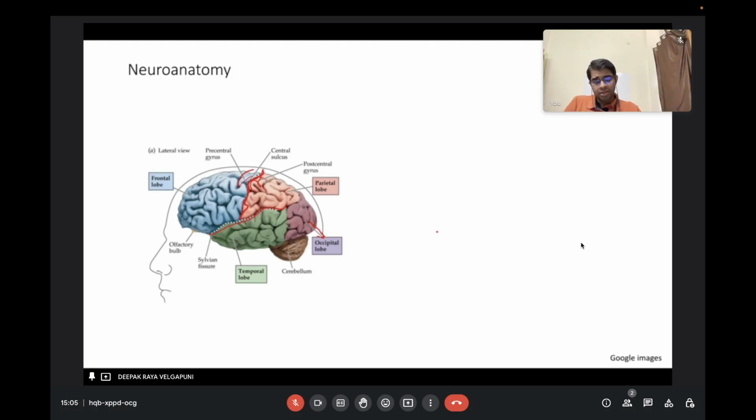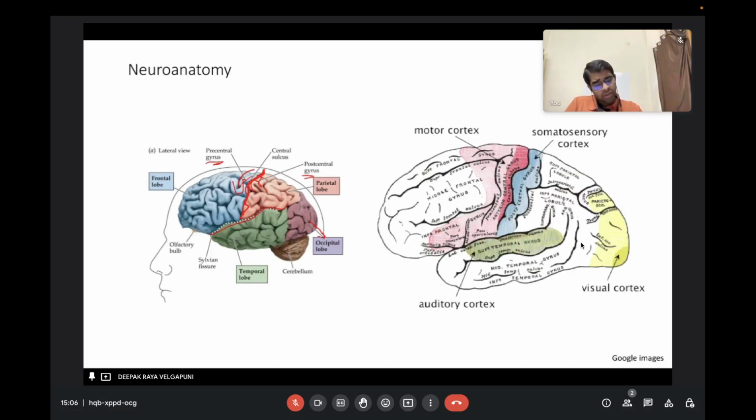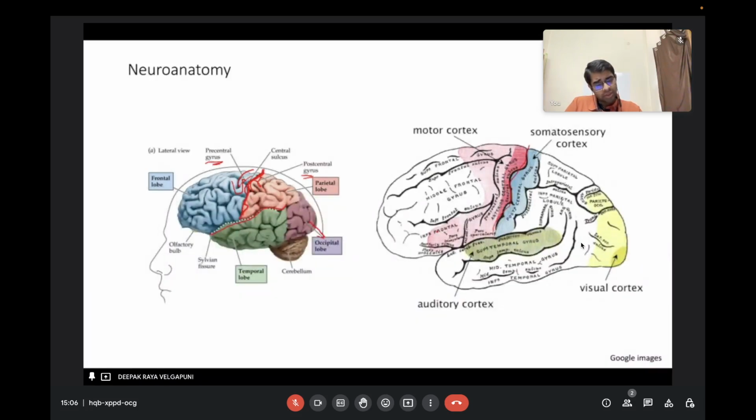So this sulcus is the dip, and gyri are the folds. These folds. Yes. And you see here around the central sulcus there is the postcentral gyrus and precentral gyrus, and the postcentral forms the somatosensory cortex, and the precentral forms the primary motor cortex. Towards the temporal lobe is your auditory cortex, and the occipital lobe is the visual cortex, which is involved in visual processing.